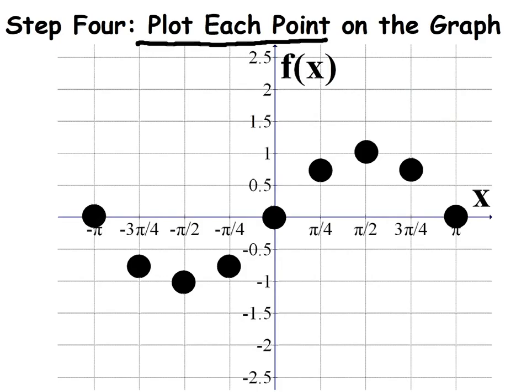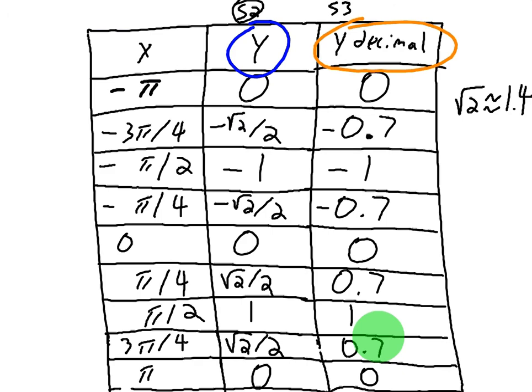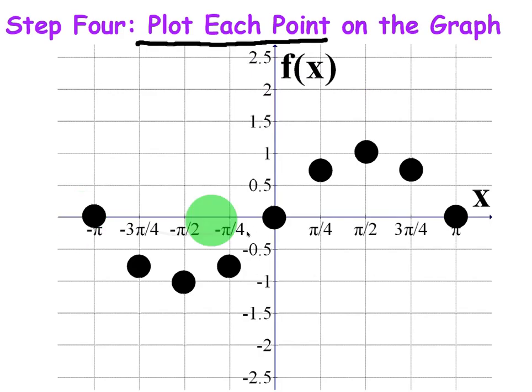Okay, moving on to step 4. You're going to plot each point on the graph. So we're going to take every single one of those points and put them on a graph. And I like to make them big so you can read them. So for example, the first point is negative pi comma 0. That's going to go right here on my graph.